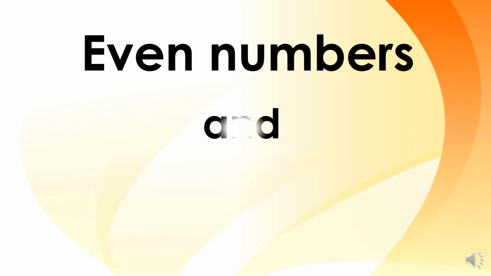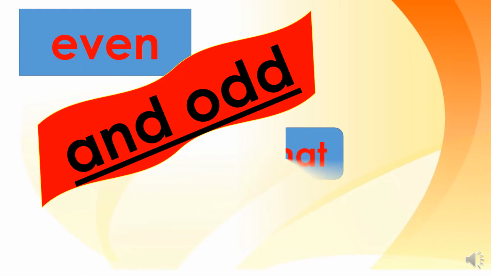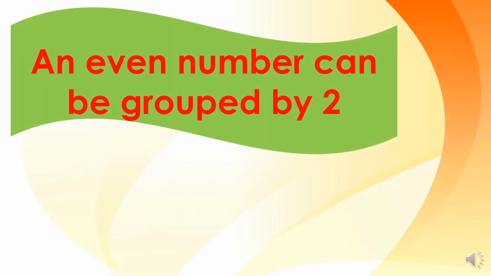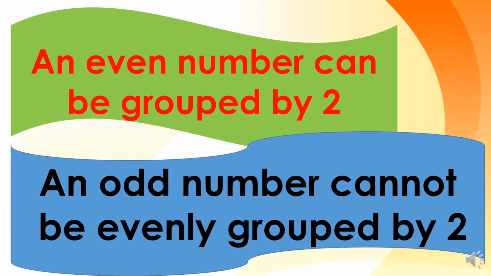Now, let's learn about even numbers and odd numbers. Let's help discover how to know even and odd. So what is the key that we're looking for that will tell us if a number is even or odd? An even number can be grouped by 2. An odd number cannot be evenly grouped by 2.